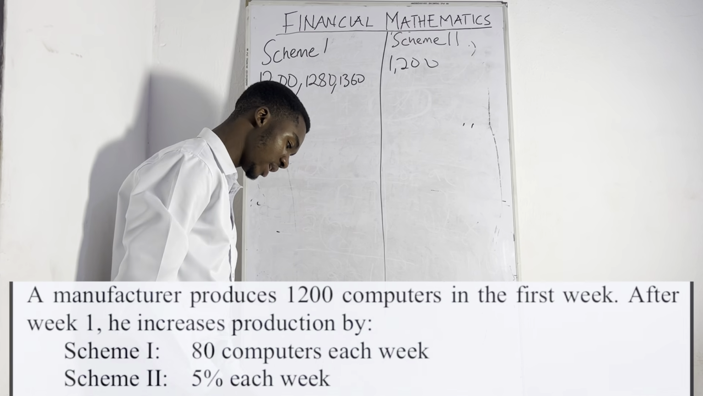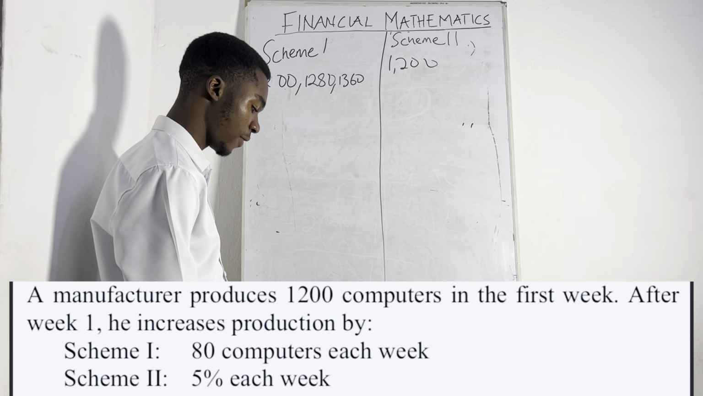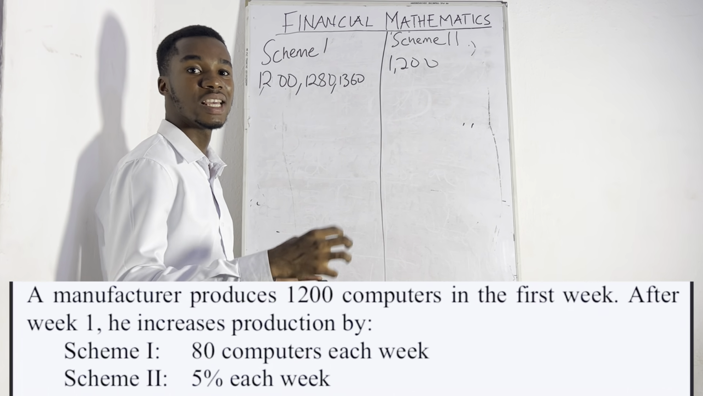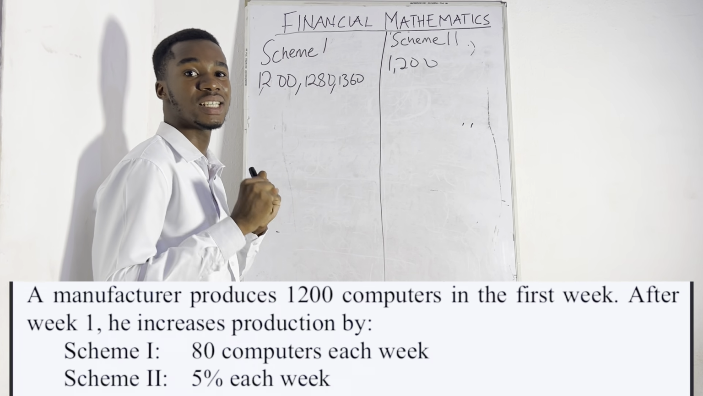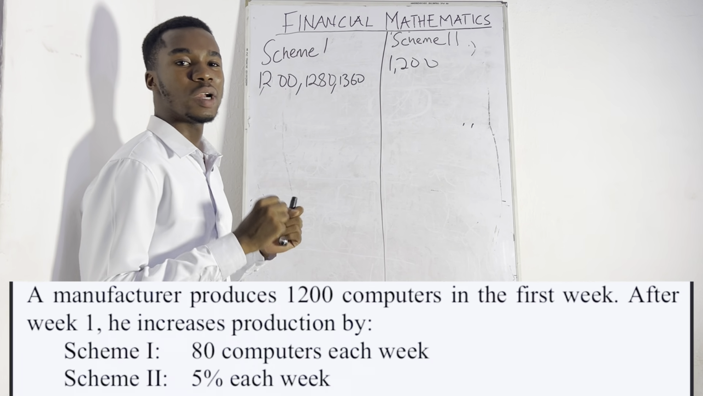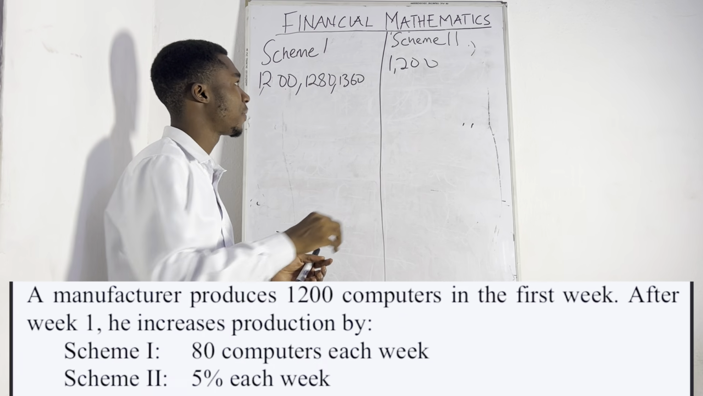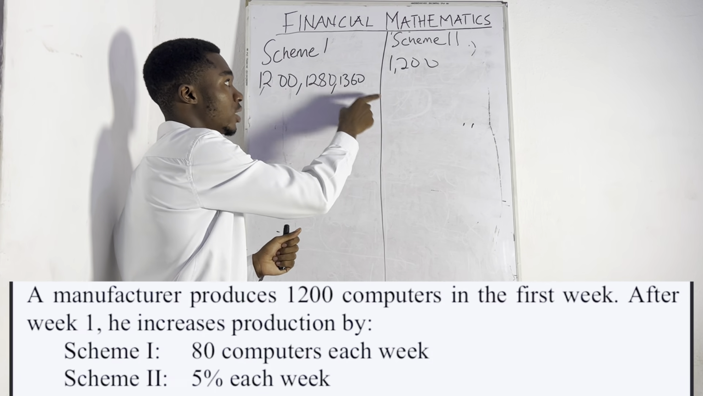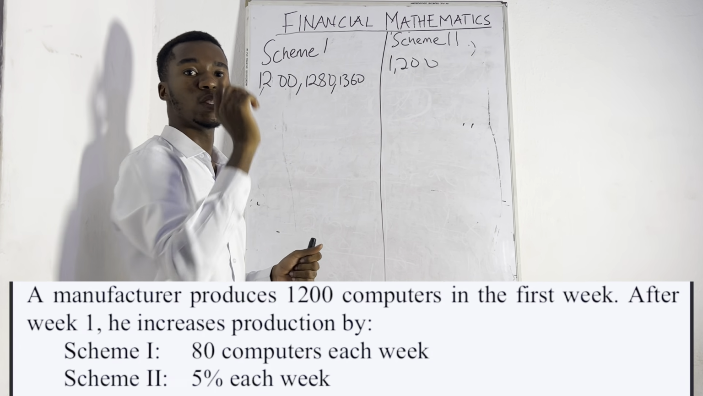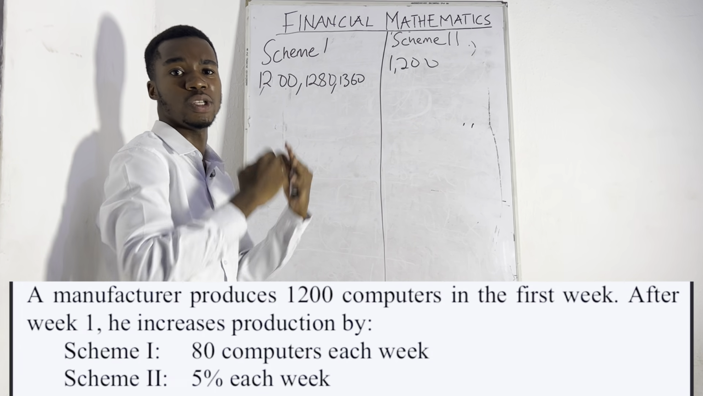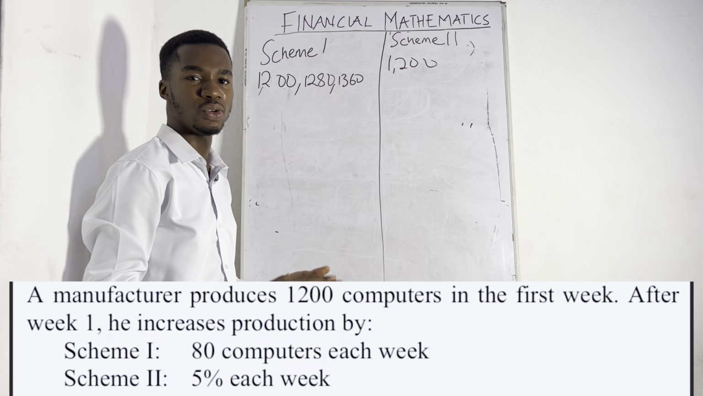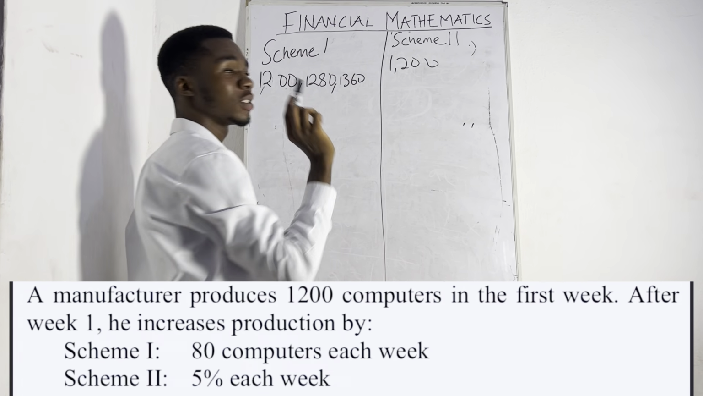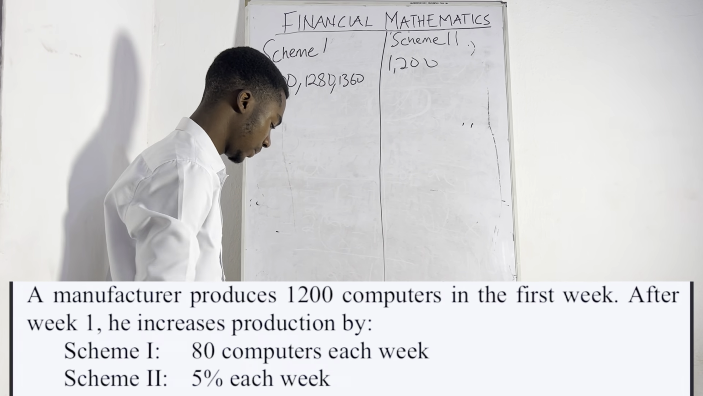For scheme 2, it says he increases production by 5% each week. So that one, it did say 80 computers each week. This one says he increases production by 5% each week. What that means is that if week 1 you have 1,200, week 2 will be 5% of 1,200, then you add it to it. Then week 3 will be 5% of what you have in week 2, then you'll be adding it to it. You get it?